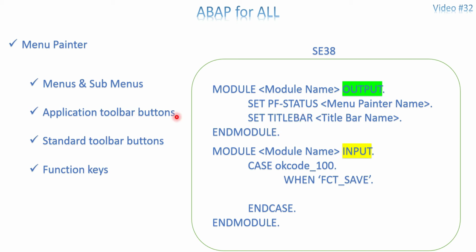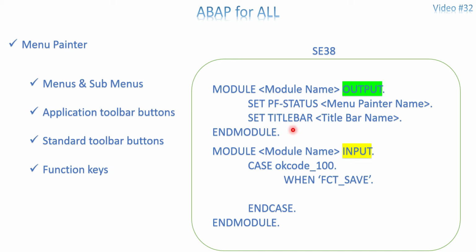Okay, and how to include your menu painter in your screen? There is a standard statement called SET PF-STATUS. Then you give your menu painter name within single quotes. The same way you use the title: if you want to use a title, you say SET TITLEBAR and within single quotes your title name. If you have more than one screen and you have different menus depending on your business requirement, then you have to give a different name for each, because every screen has its own PBO, right? It's going to be in the PBO.